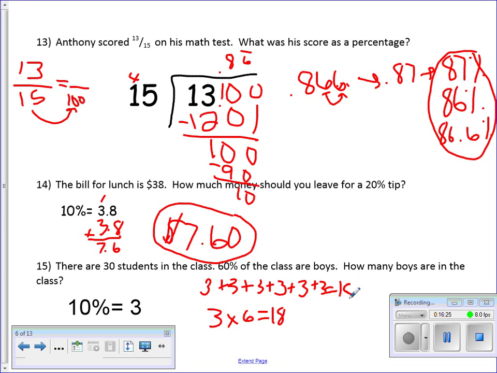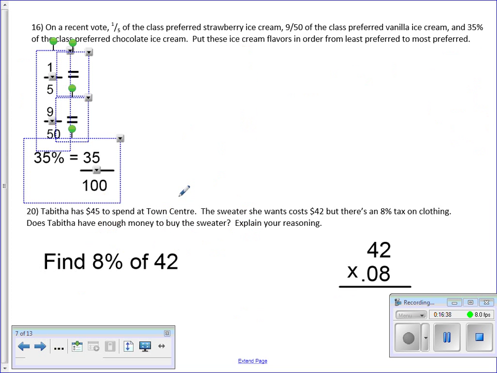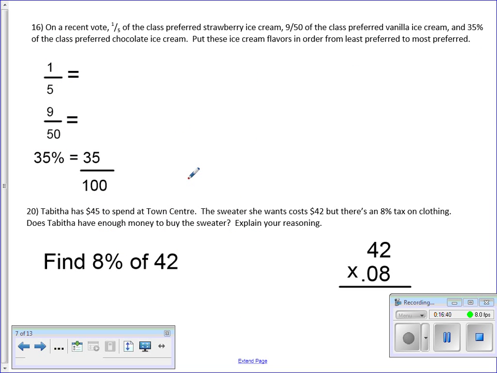Okay, so how many boys are in the class? 18. 18 boys. Again, I took off for units. Make sure you're including units here. All right. I think this is close to the end.